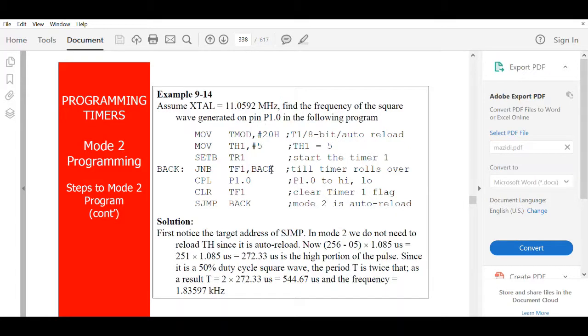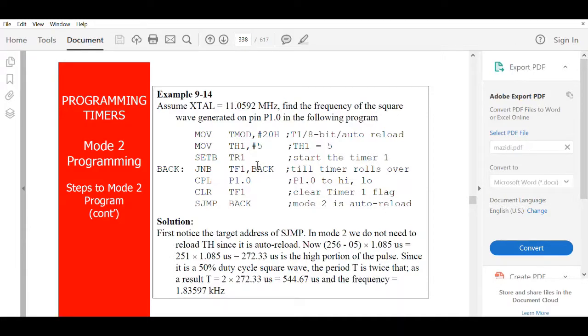So from where will the timer start to count? From the value 5. So 5, 6, 7, like that it will count up to FF. So when it goes from FF to 0, what happens? The TF flag, TF1 flag in this case, is set to 1. So until then this particular loop, that is JNB TF1, back, this particular instruction will be executed until TF1 is equal to 1. Until that change happens, high to low change. After that, it will come out of the loop.